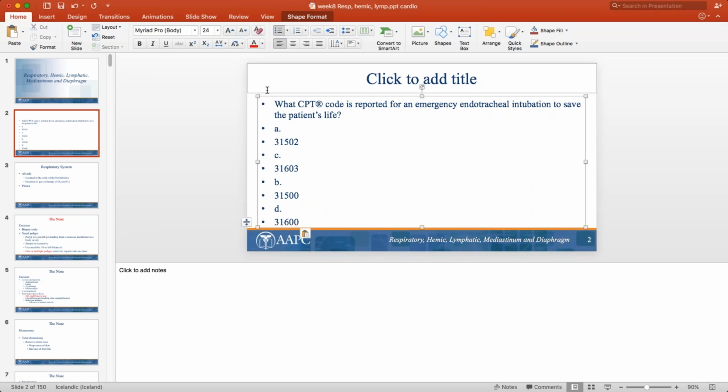Two more people, please. Emergency endotracheal. That's the key word there, emergency. Endotracheal intubation. Correct. CPT code 31500. Good.